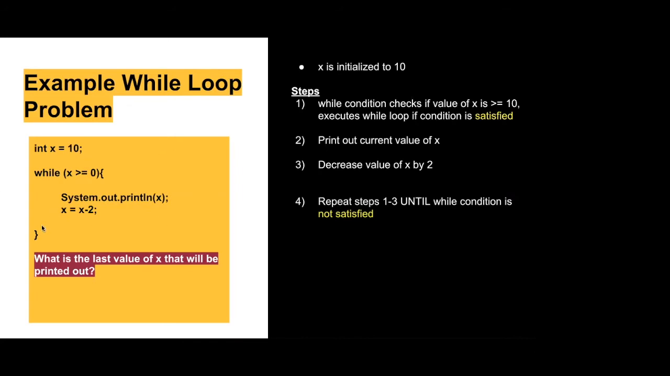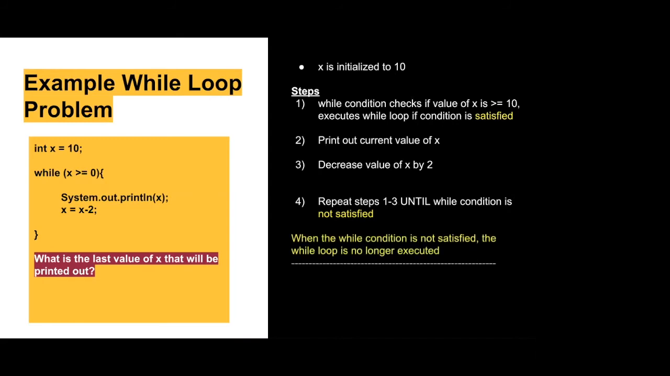After that, the loop will go back to check the condition again. So it will check if 8 is greater than or equal to 0. The loop will just keep looping back until x equals -2. But here, it will print out x before x decreases by 2. Therefore, the final x that will be printed out would be 0.